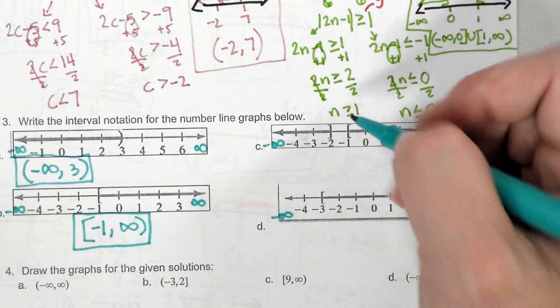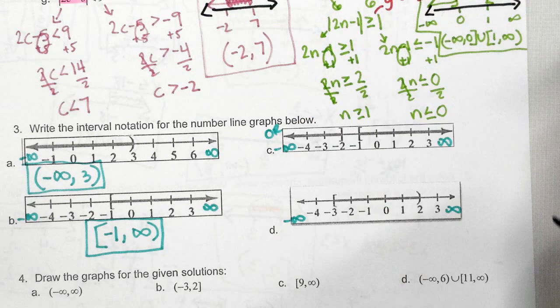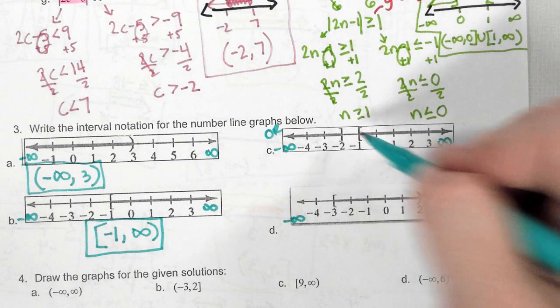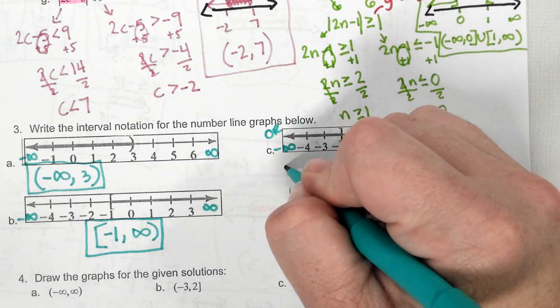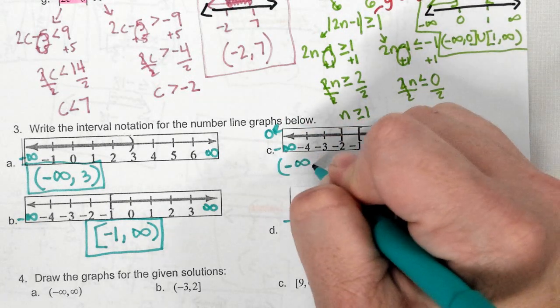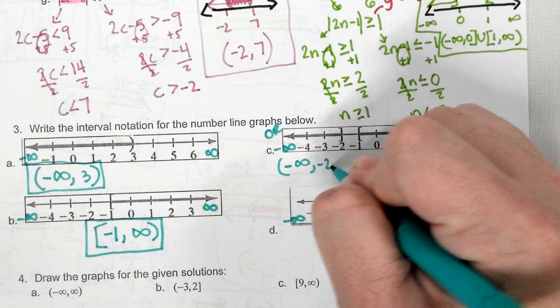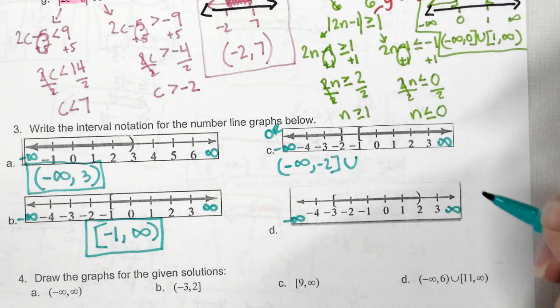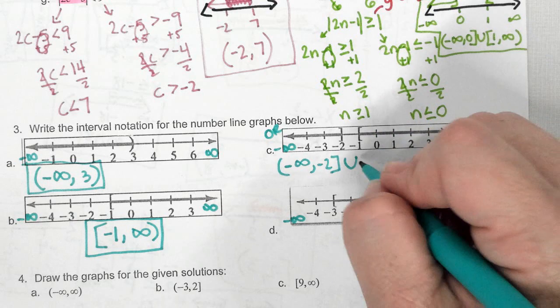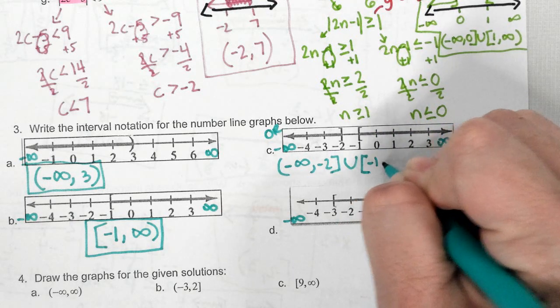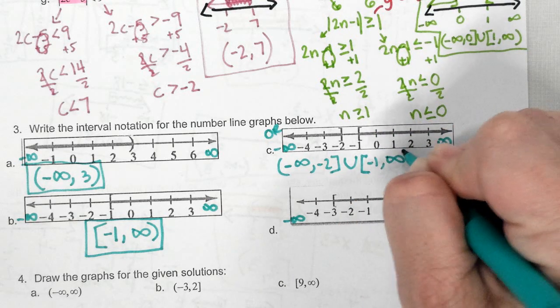Okay, this is going to be an OR problem, because there's a gap. So it goes from negative infinity to negative 2 with this square bracket, and then it has a gap. Remember, the U represents your gap. And it picks back up at negative 1 and goes to the right forever to infinity.